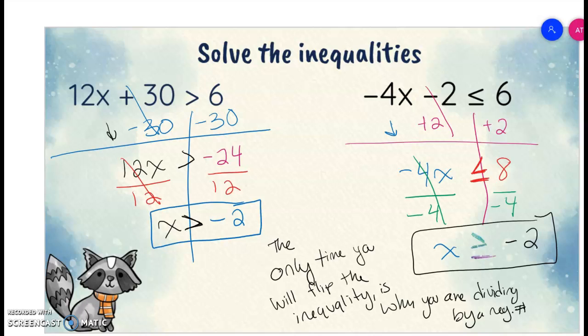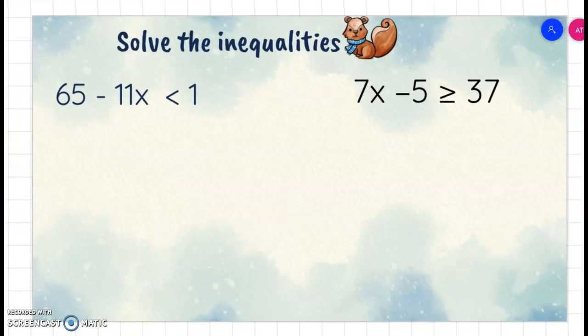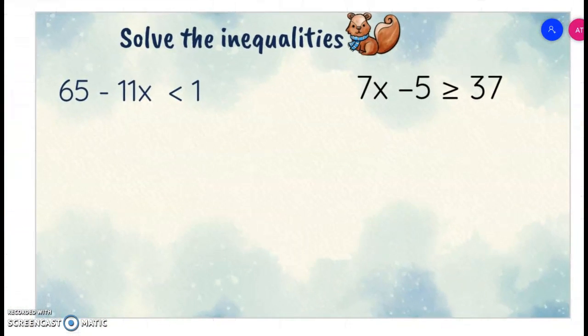So let's try 2 more here. I want you to actually pause the video and try at least the one on the left: 65 minus 11x is less than 1. So go ahead, pause the video, take your time.